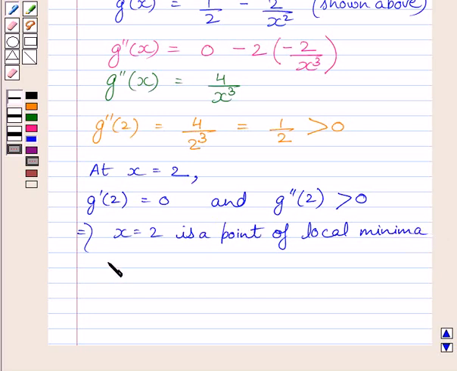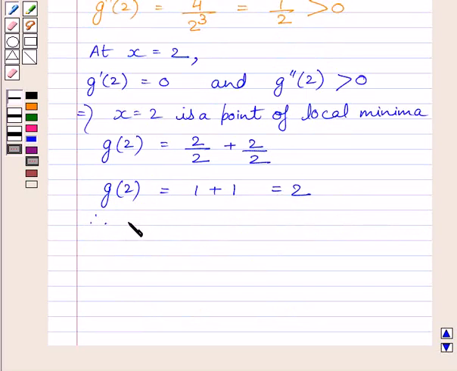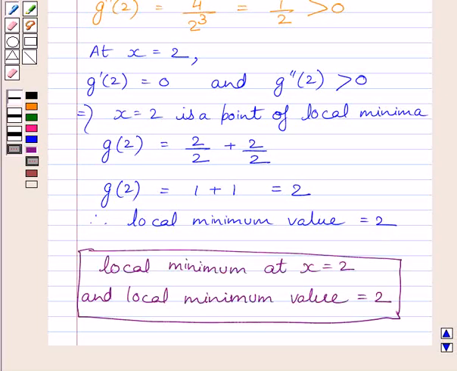And we know local minimum value is given by g(2). g(2) is equal to 2 upon 2 plus 2 upon 2. Now, simplifying further, we get g(2) is equal to 1 plus 1, which is further equal to 2. So, we get local minimum value is equal to 2. So, our required answer is local minimum occurs at x is equal to 2 and local minimum value of the function is equal to 2.